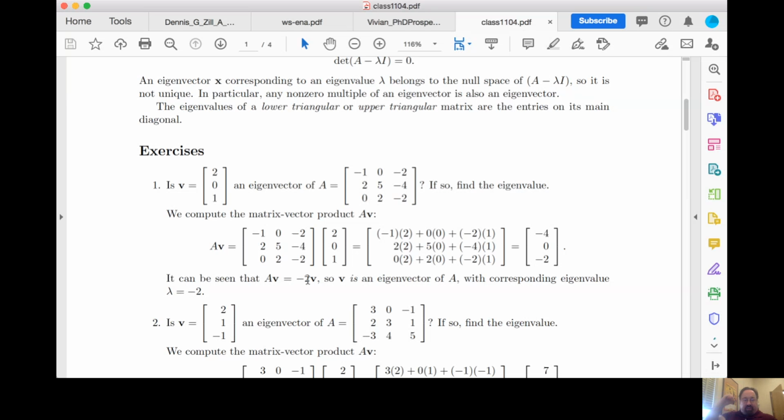So what it tells us is V is an eigenvector of a matrix A. And the number you're multiplying it by to get AV, that's minus 2, that is the eigenvalue. So minus 2 is an eigenvalue of A, and 2, 0, 1 is a corresponding eigenvector.